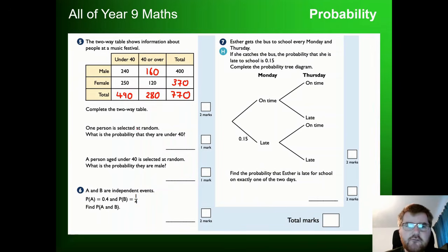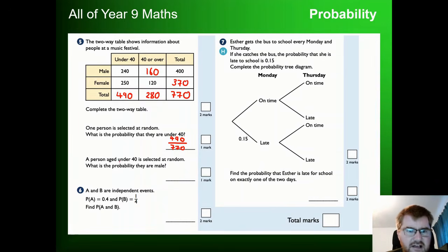One person is selected at random. What's the probability that they are under 40? So out of the 770 people, that's my denominator, how many are under 40? Well, that's going to be 490. Generally in these questions, I don't expect you to simplify the fractions. Just keep that in mind. So 490 over 770.